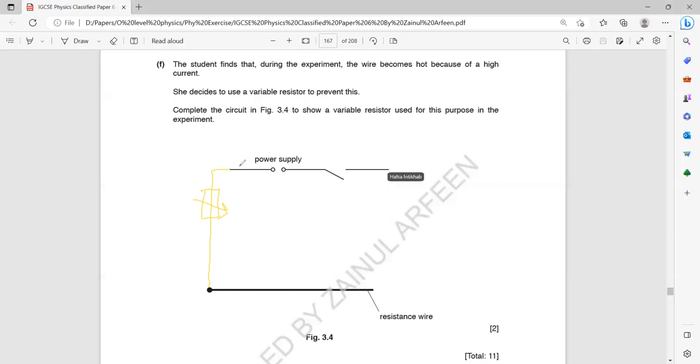Yes, so variable resistor is there, and the ammeter was there in the beginning, so that will remain the ammeter. Then a crocodile clip. Yeah, that's right.